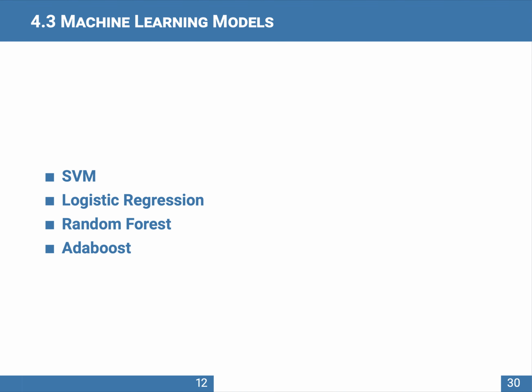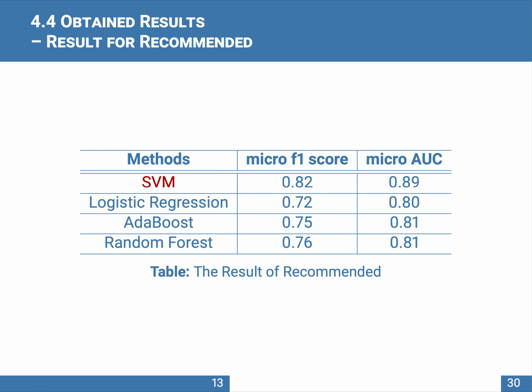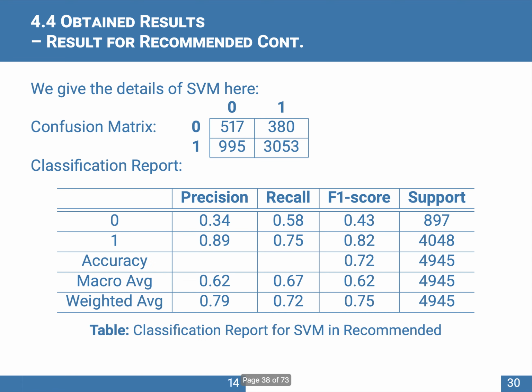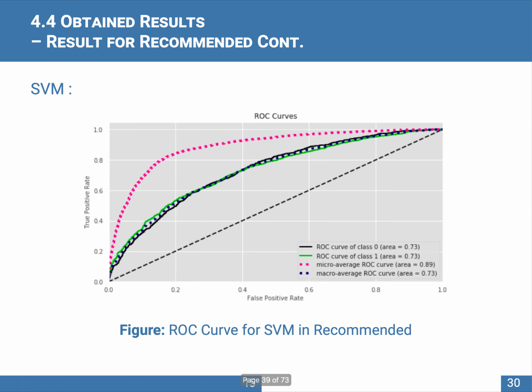Here are the models we're going to use: SVM, logistic regression, random forest, and AdaBoost. Let's check out the results. For recommended, we can see that the micro AUC score of all these four methods are over 0.8. Among these four methods, SVM has the best performance. So we give the details of SVM here: confusion matrix, classification report, and ROC curve.